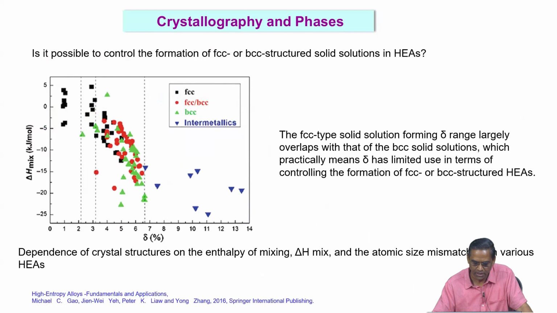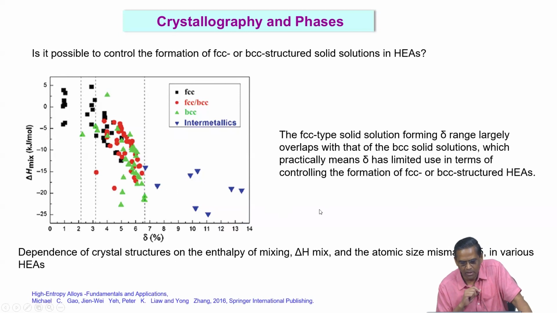So if you have an FCC type solid solution forming, the delta range largely overlaps with the BCC solid solutions. In the middle, the red ones are FCC and BCC, the black ones are FCC alone, the blue ones are intermetallics and the green ones are BCC. So they are overlapping here. This is the dependence of crystal structures on the enthalpy of mixing and the atomic size mismatch for various high entropy alloys. So this gives some kind of thermodynamic drive for what kind of crystal structure you will land up with.